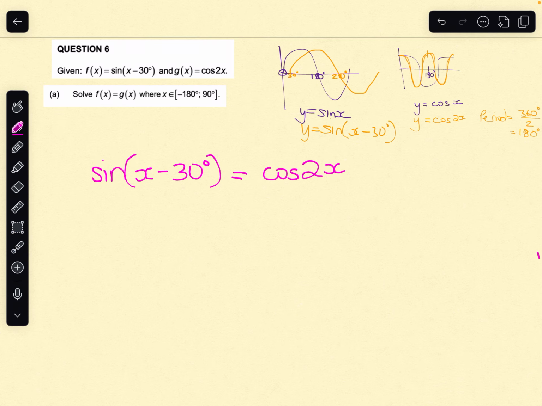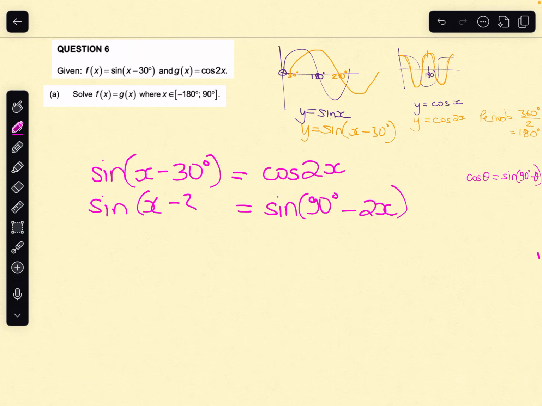So I'm going to use the idea that cos of theta can also be written as sine of 90 minus theta. Remember, sine and cos are co-ratios, so this is a nifty way that we can move between the two. So let us do that. In this case, we've got cos of 2x, which I can rewrite as sine of 90 minus 2x, is equal to this.